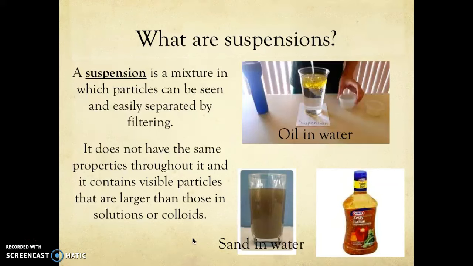It does not necessarily have the same properties throughout, and there are visible particles that are bigger than the particles in solutions or in colloids. So this would be an example of a heterogeneous mixture, because you can pick the different parts out, whereas solutions and colloids would be homogeneous, because it's the same all throughout.